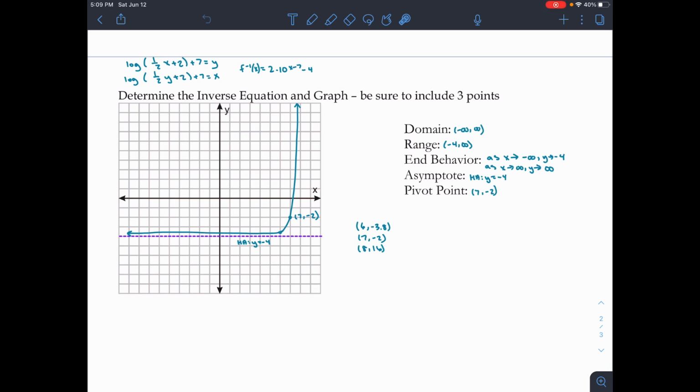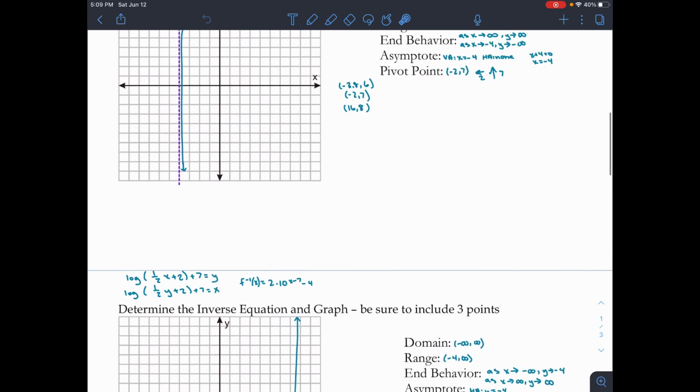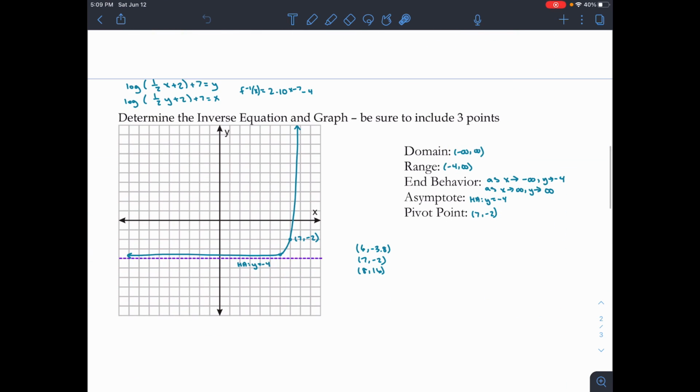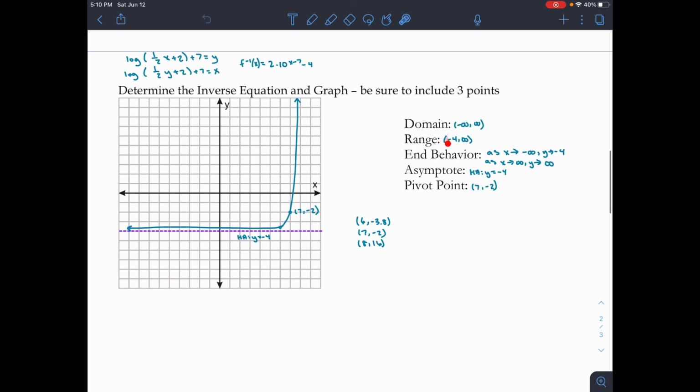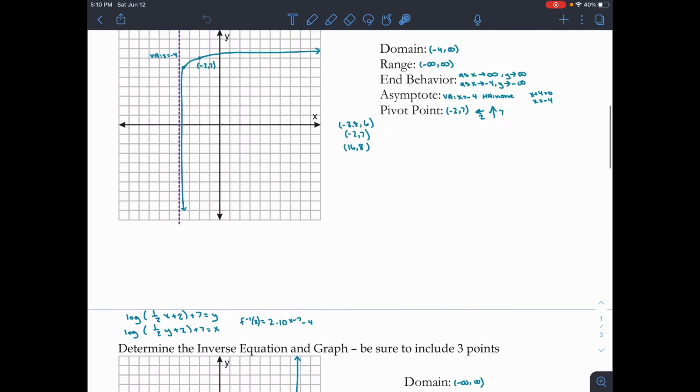For the domain, just the same thing, negative infinity to positive infinity. The range though would be from, as you can see, the domain and range are flipped. So negative 4 to infinity, again with that parentheses. The end behavior is x goes to negative infinity, y goes to negative 4, because this is the asymptote right here, and then as x goes to positive infinity, y goes to positive infinity. The asymptote, we said it was y equals negative 4, and then the pivot point is the opposite, so 7, negative 2. And yeah, that was day number 3.